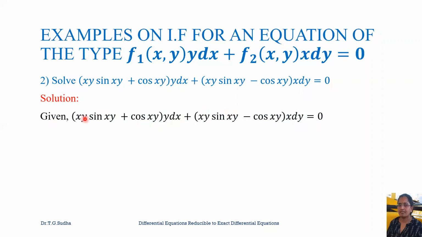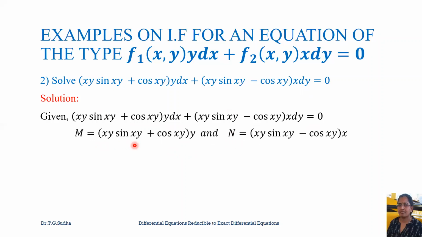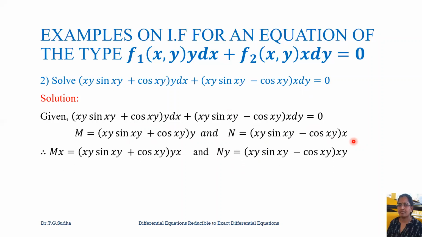So consider the given differential equation which is of the form f1 of x comma y into y dx plus f2 of x comma y into x dy equal to 0. Here we can see that M is (xy sin xy + cos xy) into y and N is (xy sin xy - cos xy) into x. Now let us calculate what is Mx and Ny. So Mx is (xy sin xy + cos xy) into yx and Ny is (xy sin xy - cos xy) into xy.